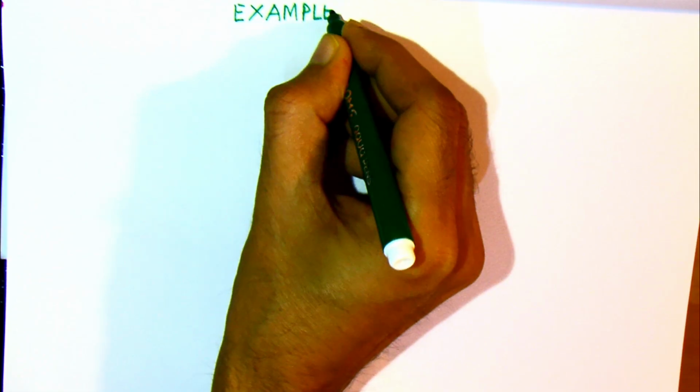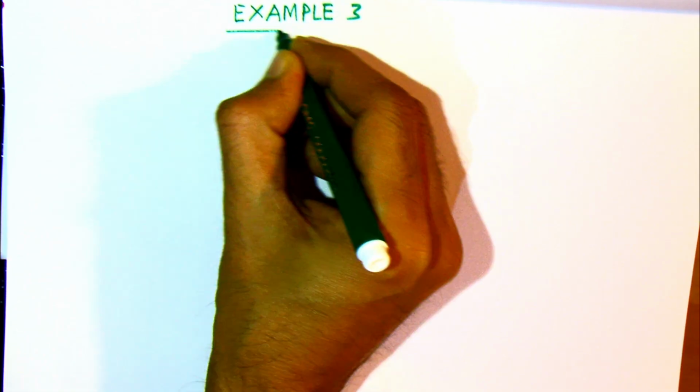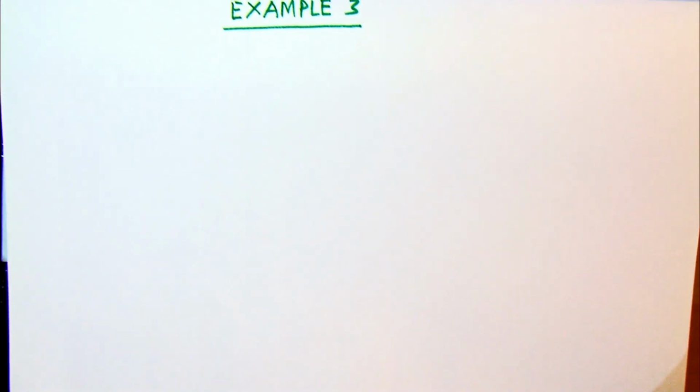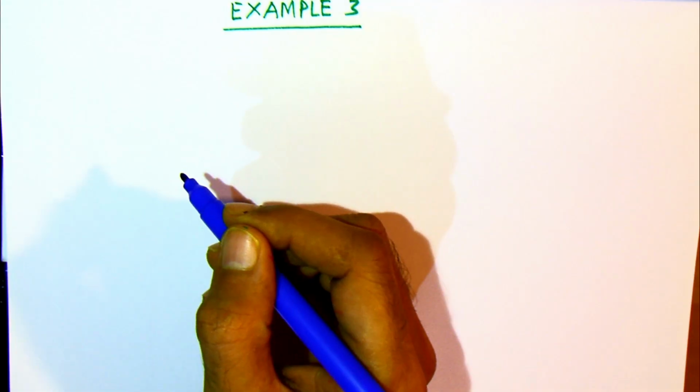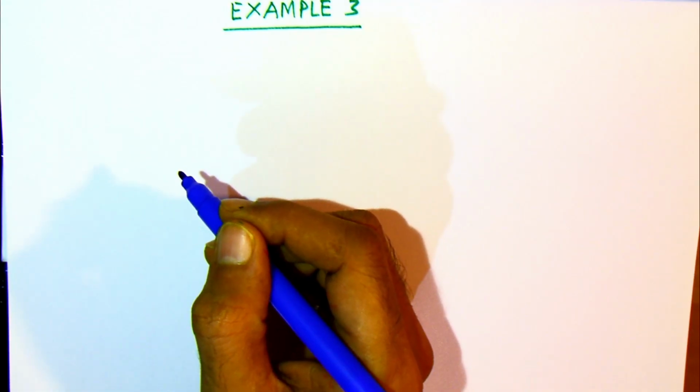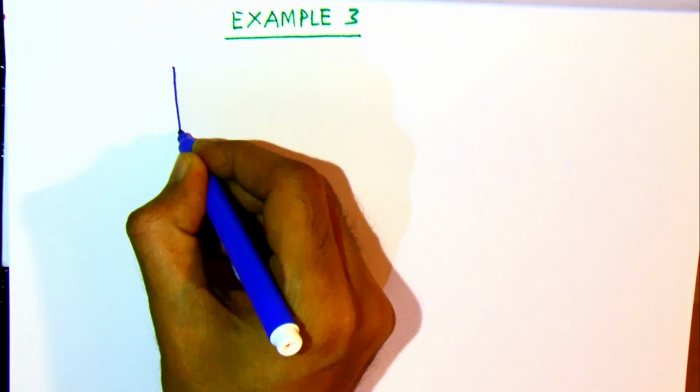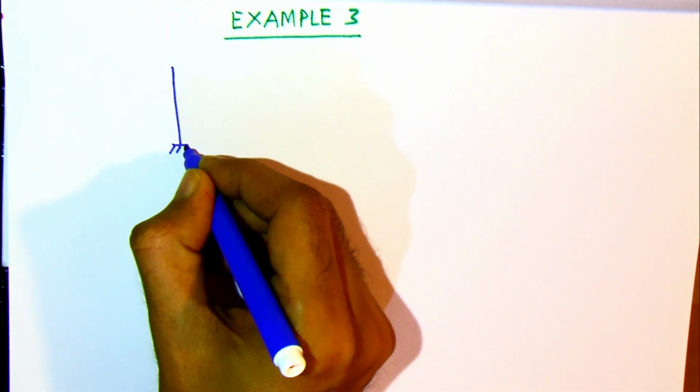Let us now solve an example to further strengthen our learning of the procedure. So essentially here we are choosing a single bay, single story portal frame, and this is acted on by a force in the horizontal direction.